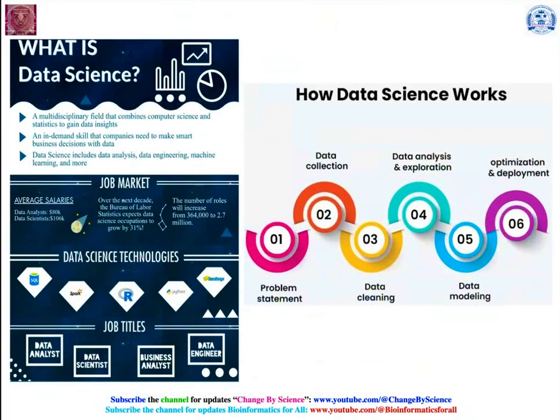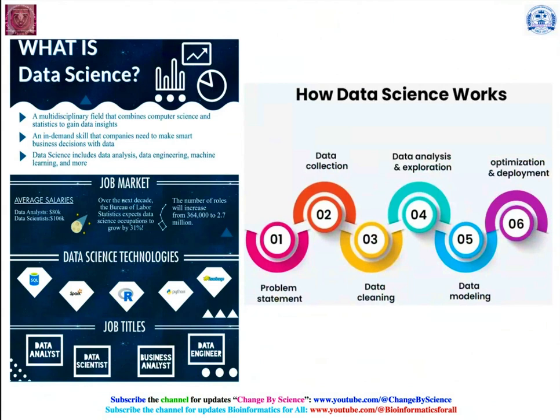So, how does data science work? As you have understood, data science is a multidisciplinary field that combines computer science and statistics to gain data insights. It is an in demand skill that companies need to make smart business decisions with data. Data science includes data analysis, data engineering, machine learning, and many more. So, in general, how it works: it starts from the problem, then data collection, data cleaning, data analysis and exploration, data modeling, optimization, and deployment.